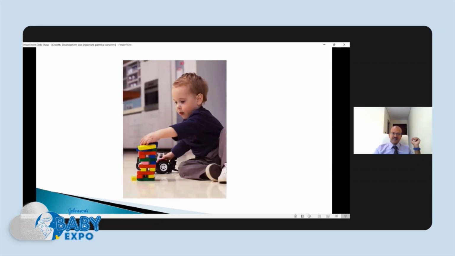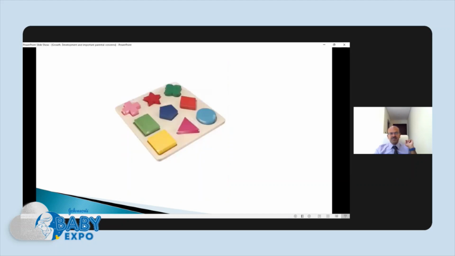So you can see that this child is able to build a block in different shapes. He's also holding a car. He can probably push it. So he's around 2 to 2.5 years of age. And this is an example of a form board. So different shapes fit in different blocks. Some children are very quick at it. From 18 months to 2 years, they can start doing it as well. So this is a good toy for a baby of 18 months to 2 years.